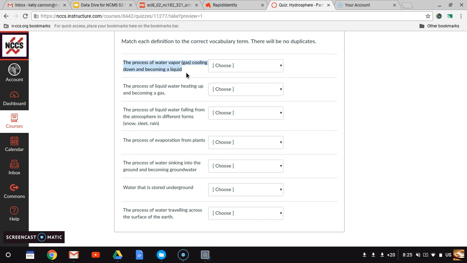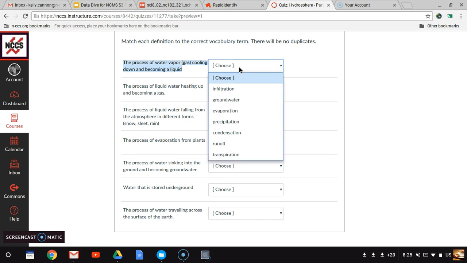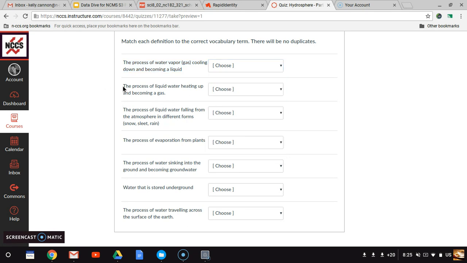First definition, the process of water vapor as a gas cooling down to become a liquid. Choose from the following: infiltration, groundwater, evaporation, precipitation, condensation, runoff, or transpiration. The next definition, the process of liquid water heating up and becoming a gas. The third definition, the process of liquid water falling from the atmosphere in different forms, such as snow, sleet, or rain.